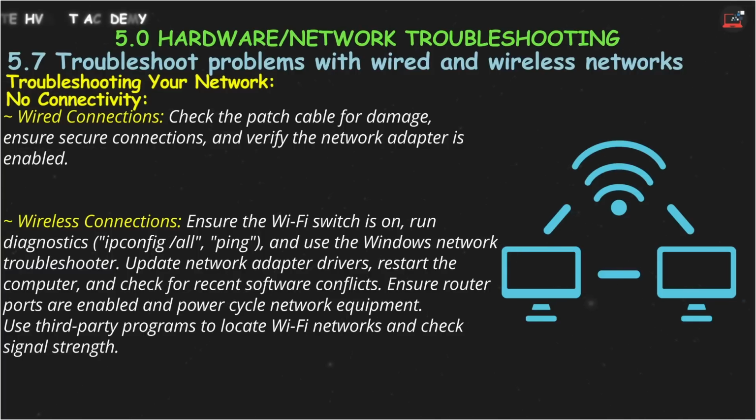Ensure the corresponding switch or router ports are enabled for wired connections. Power cycle your network equipment, router, modem, by turning them off and on again. For Wi-Fi networks, use third-party programs to locate available networks and diagnose signal strength.